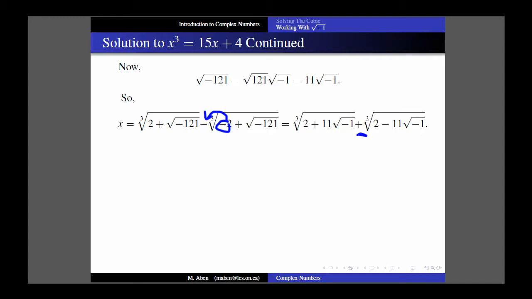And of course, that forces me to change this sign to its opposite, so it's now a negative here. So we took that negative out of that second cube root, made it an addition of two cube roots. And then the more obvious thing I did is I took the square root of negative 121 and replaced it with 11 times the square root of negative 1. Okay, so that's what's going on there.